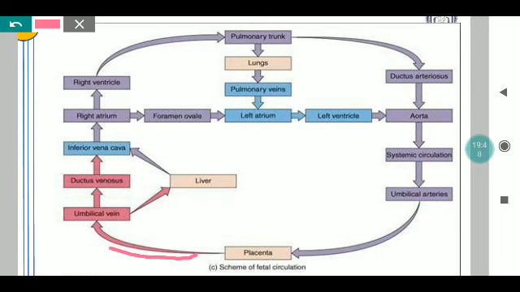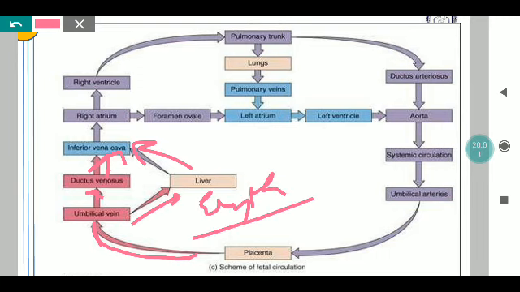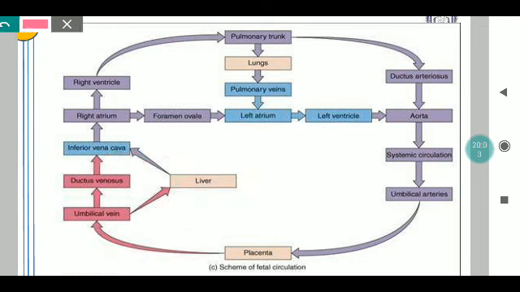From the placenta through the umbilical vein, the circulation bifurcates into the liver and ductus venosus. From ductus venosus, it moves to the inferior vena cava, as is the case from the liver also, fetal liver. The fetal liver is a source of erythropoiesis. So the fetal liver is an important organ which requires blood flow.